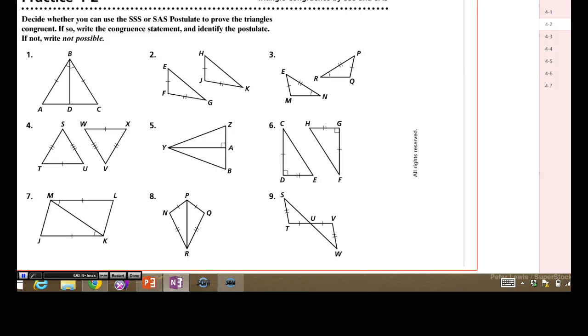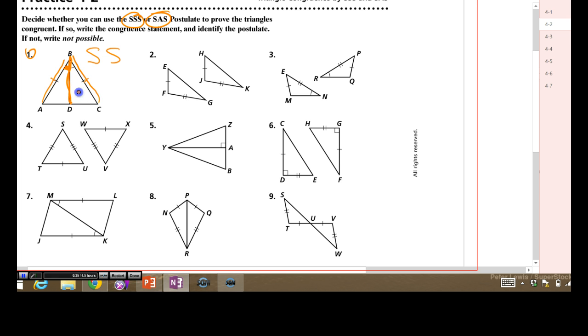Practice 4-2. We are using only SSS and SAS to decide if these triangles are congruent. So I can look at number 1 and say that AB matches up with CB because of the little hatch marks that they showed me. Okay, so that's one side. Here's another side. DB is actually congruent to itself. That's the reflexive property. So I have another side.